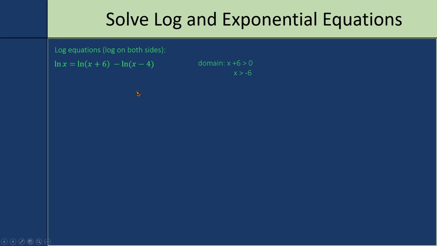So the first one is x plus 6 has to be greater than 0. So x has to be greater than -6. And then the other one is x minus 4 is greater than 0. So x has to be greater than 4. And also this one here, x has to be greater than 0. So we have x greater than 0, x greater than -6, and x greater than 4. So only the 4 works, right? Greater than -6 and greater than 0 don't matter because they're smaller than 4.